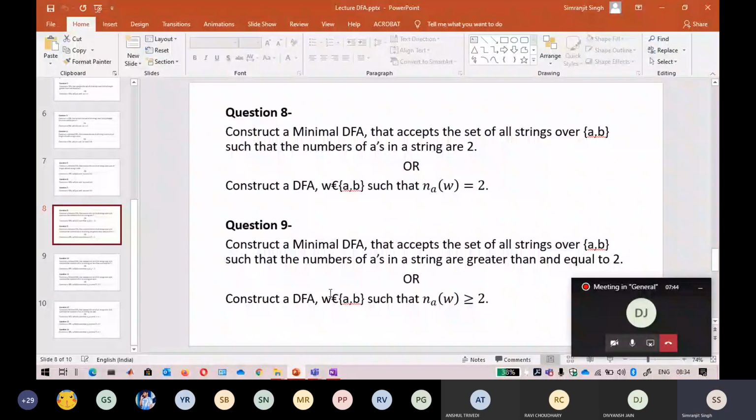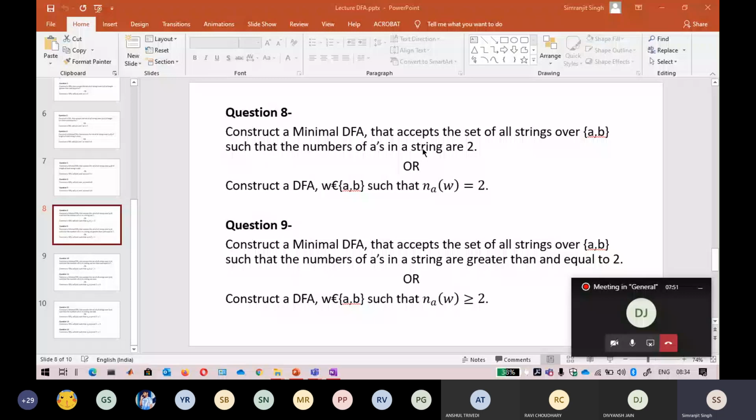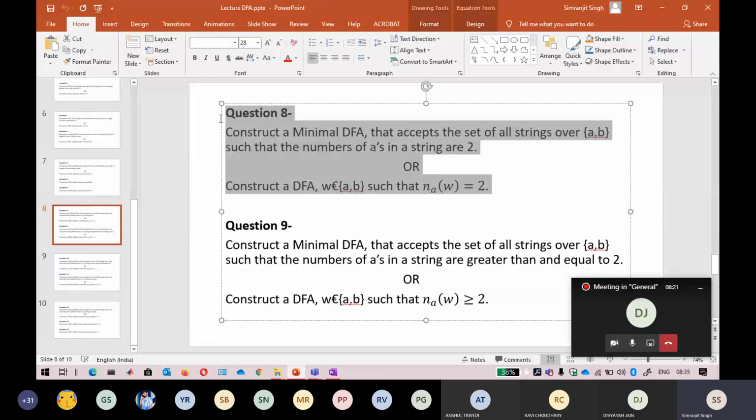Okay, so this is the next question. The next question says: construct a DFA that accepts the set of all strings over {a, b} such that the number of a's in the string is 2. This notation, number of a's, I have denoted like this: N with a subscript a, contained in the string w, and w belongs to the input alphabet {a, b}. So it says the number of a's in w should be exactly equal to 2, not greater than, not less than.